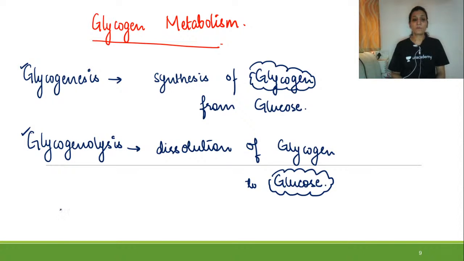Then we are going to talk about regulation in class, how it is regulated. In regulation, we are going to talk about two hormones, insulin and glucagon, how insulin is responsible for regulation and how glucagon is regulated. And then we are also going to talk about disorders of glycogen metabolism. So all these things we are going to talk about in detail.